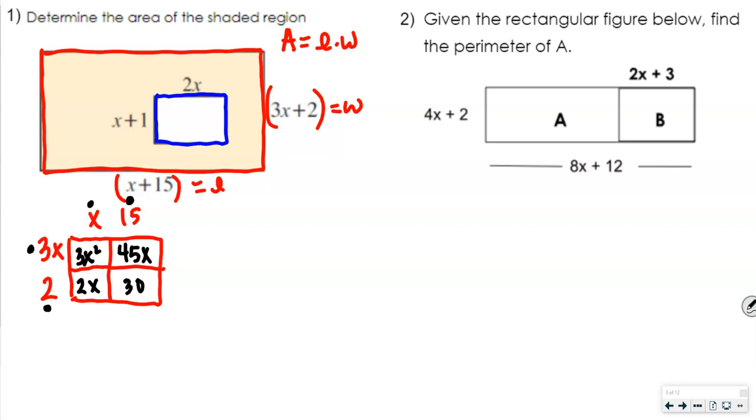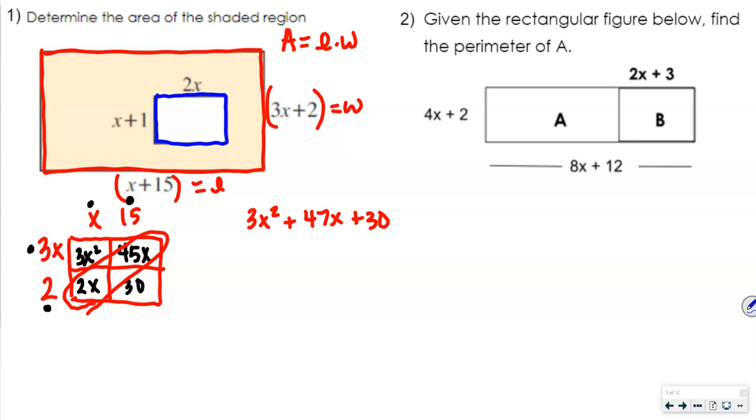Now, hopefully you remember that in the diagonal right here, we're always going to have our like terms. So we're going to combine those, okay? So we're going to do 3x squared plus 2 plus 45 is 47x, and then plus 30. Okay, now we need to find the blue rectangle.